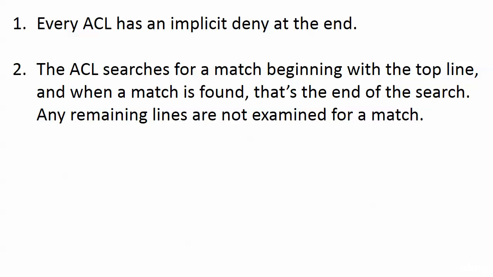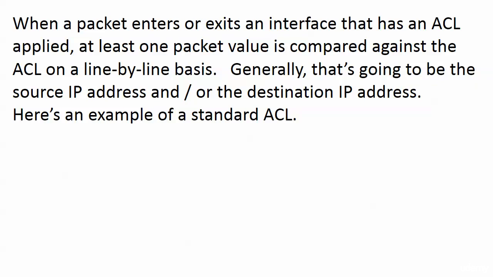Another rule is that the ACL searches for a match beginning with that top line, and when a match is found, that's the end of the search. Now with the IP routing table, we've talked about how we're looking for the best match and when the administrative distance comes into play, that kind of thing. But with an ACL, we're not looking for the best match, we're looking for a match. And when a match is found, if you have a 20-line ACL, if a match is found on the first line or the 19th line, that's it. So we've got to be very careful about the order of our lines. More about that coming as well.